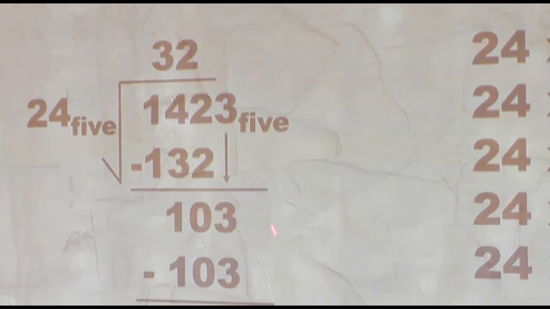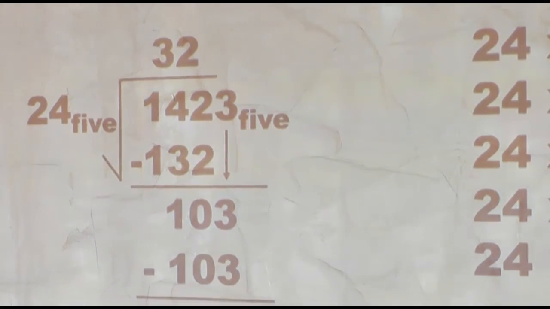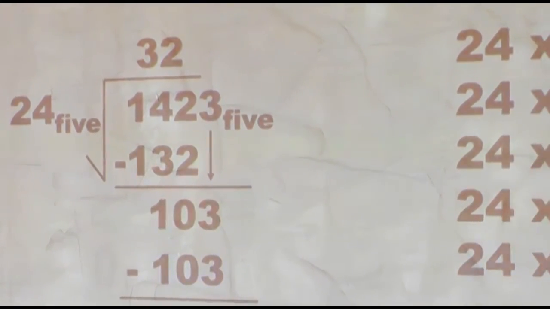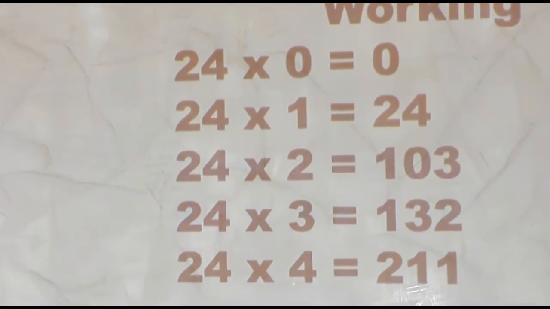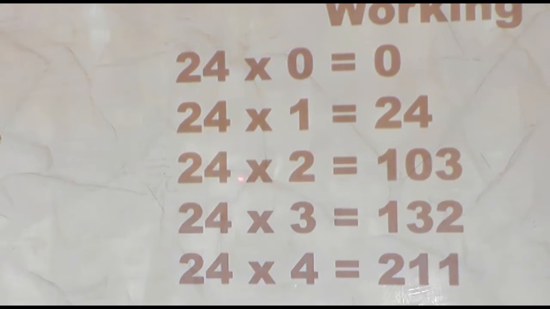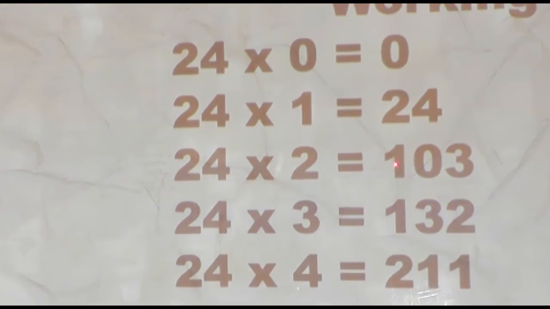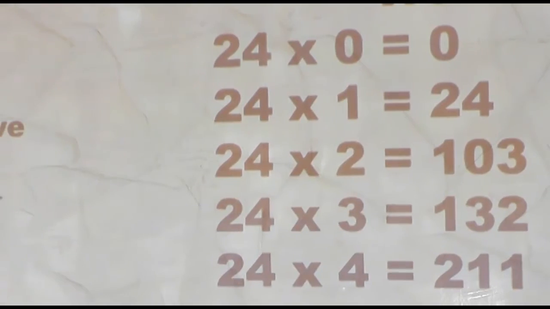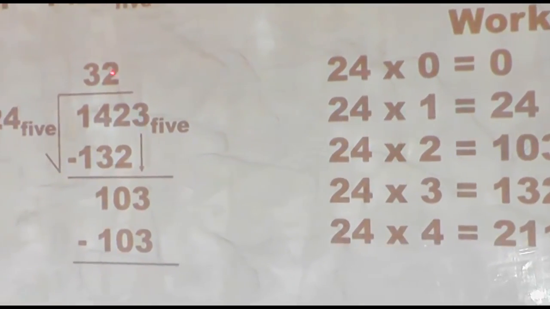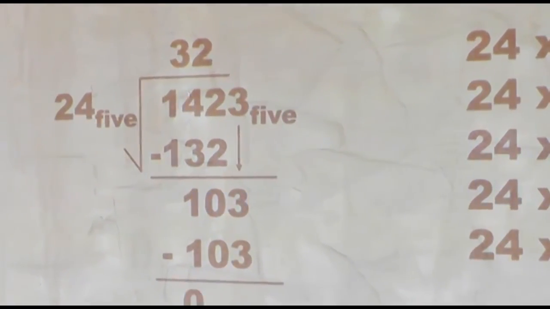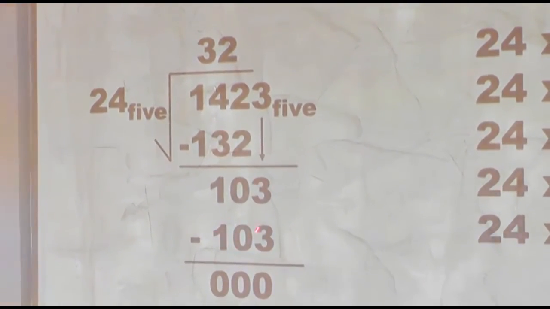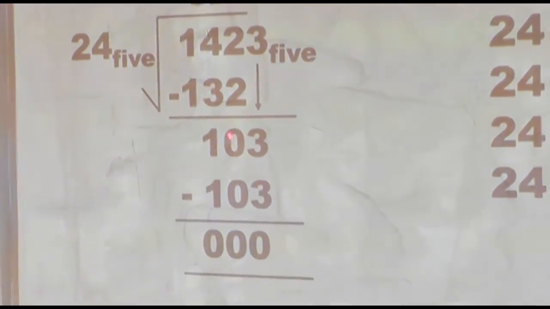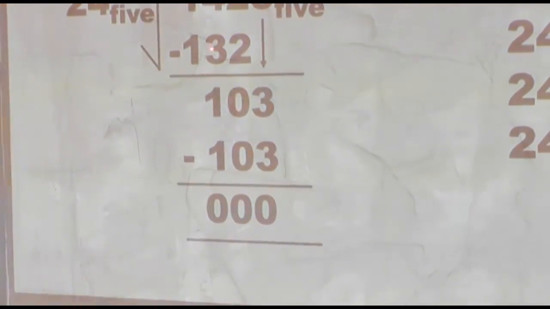So now we have 103 to still be divided by 24. Now coming back to our multiplication table, what do we have closest to 103 or equal to that? We have 24 times 2 to be equal to 103. So 103 divided by 24 will give us 2. And 2 times 24, we have 103. So subtracting, we have 3 minus 3 is 0, 0 minus 0 is 0, 1 minus 1 is 0.